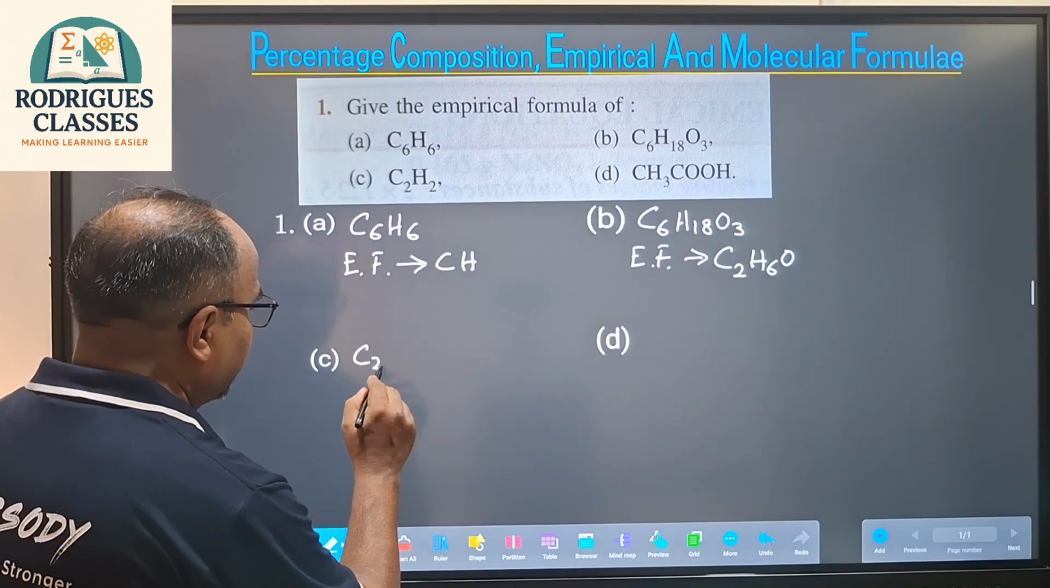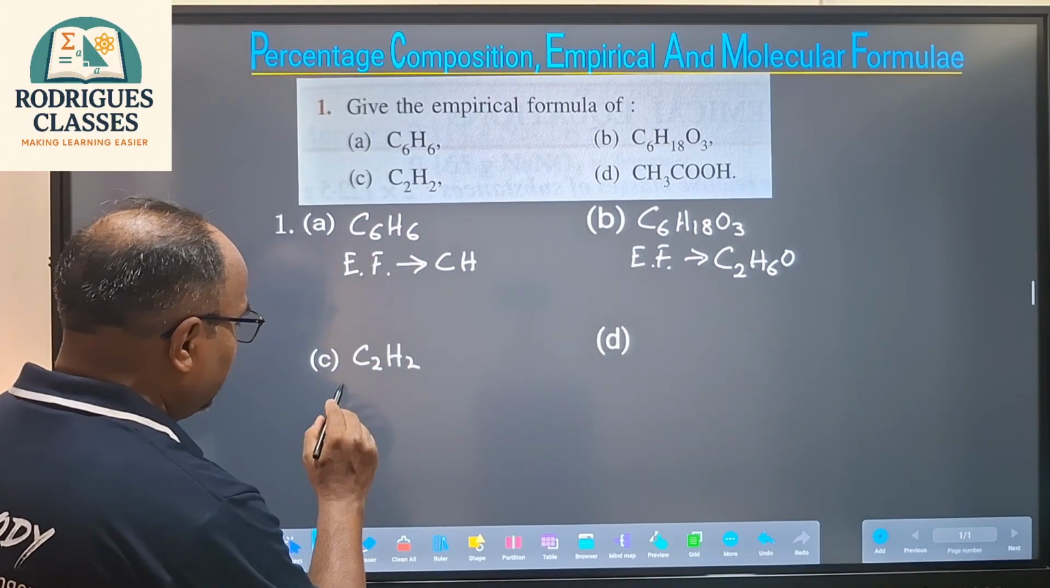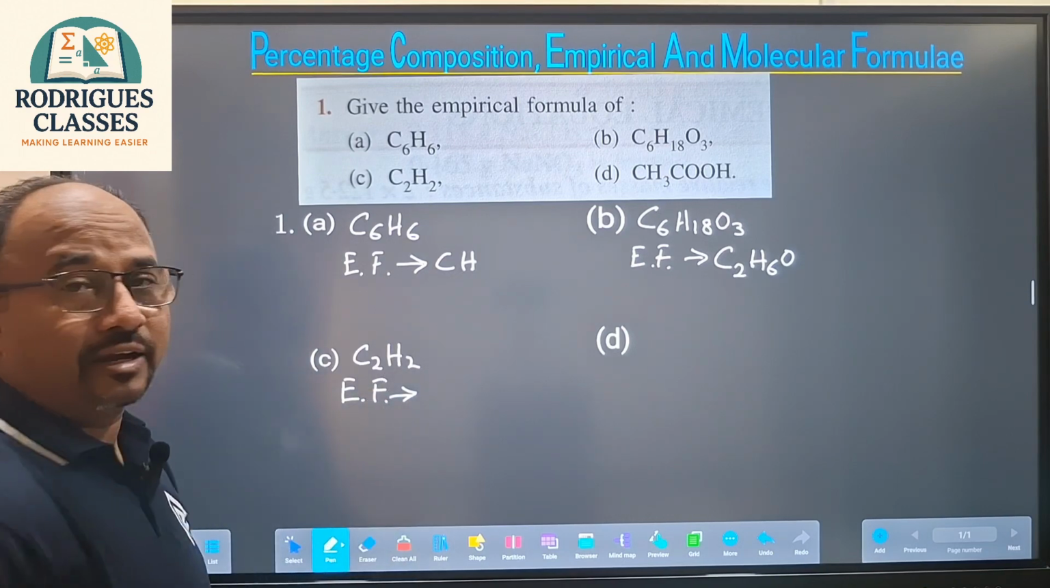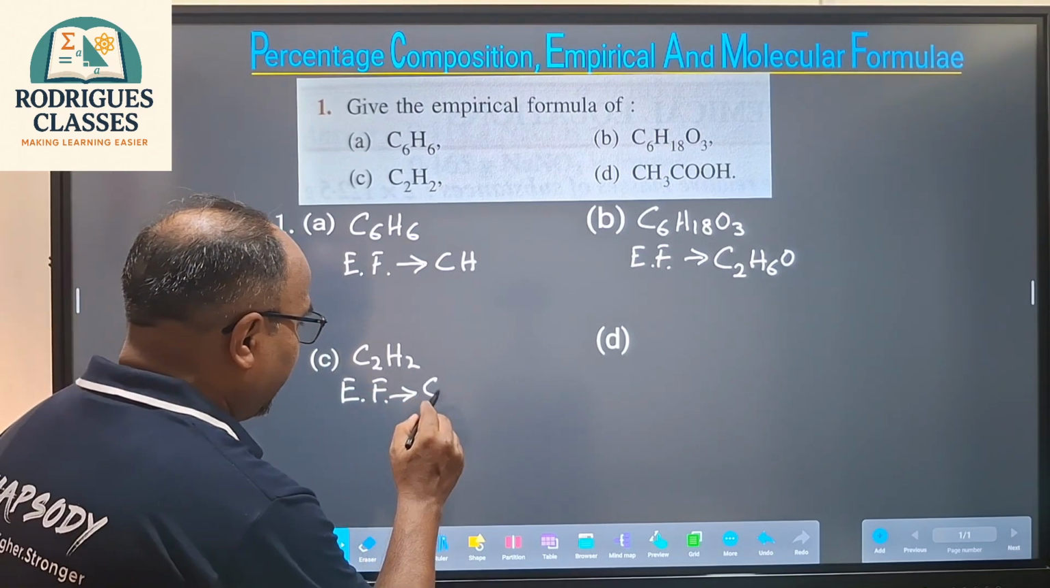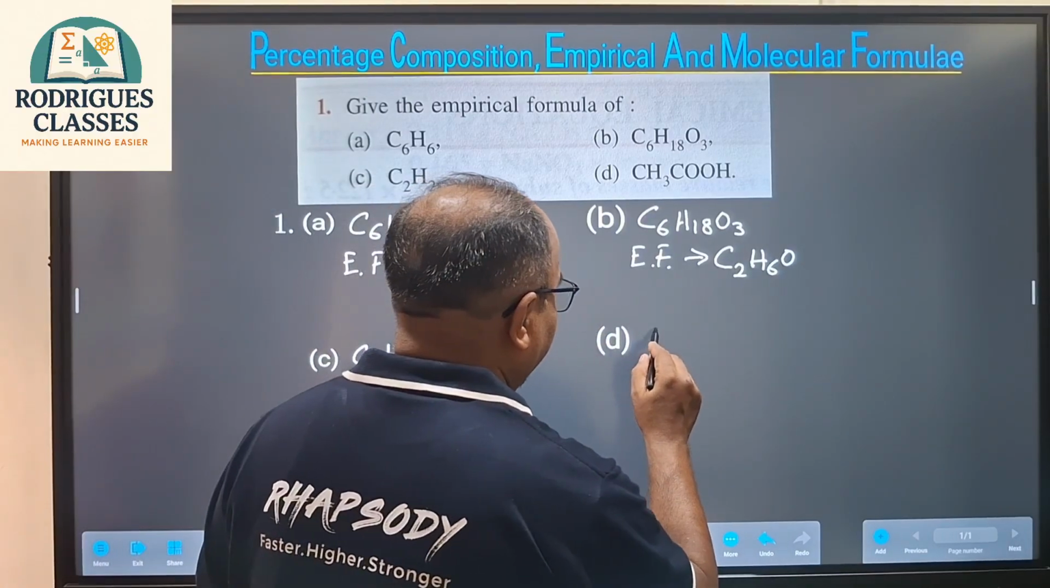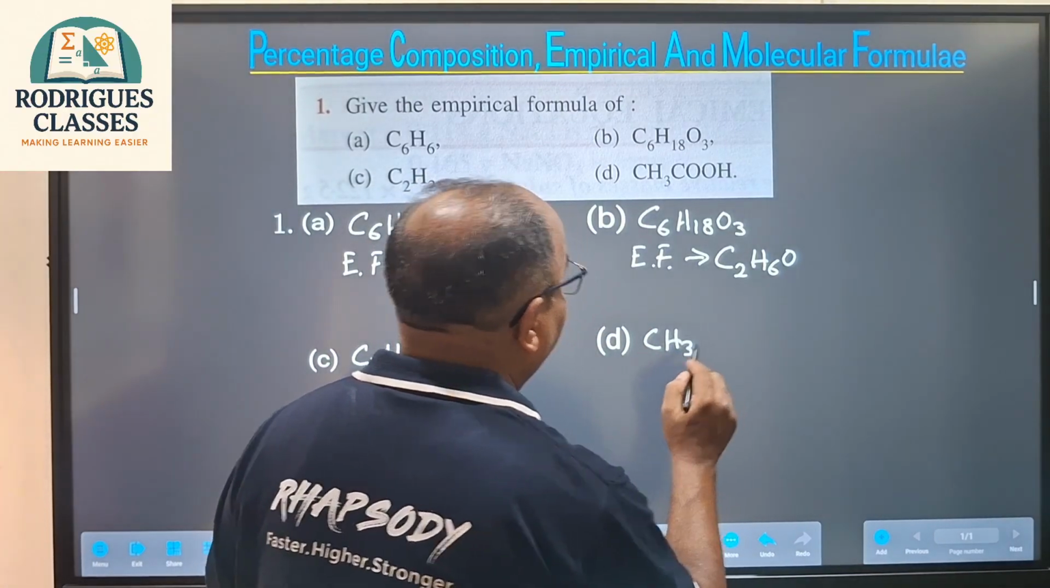Then the next one is again a very easy one. Both of them can be divided by 2, so you get it as CH. Now let us see the next one, CH3COOH.